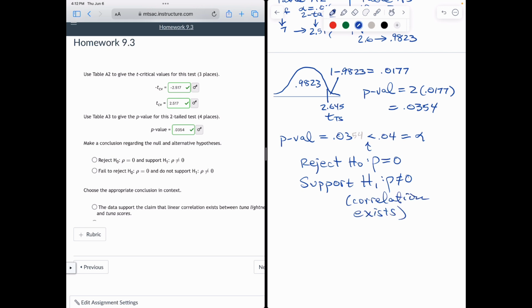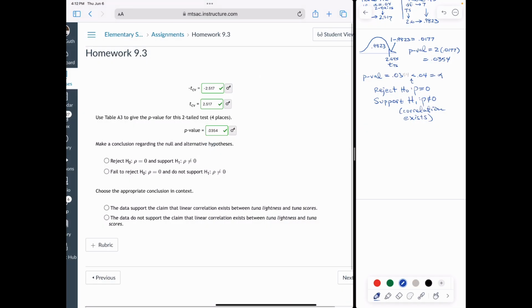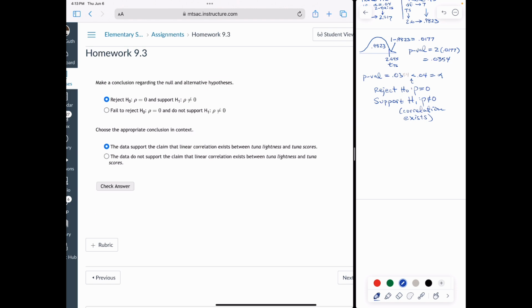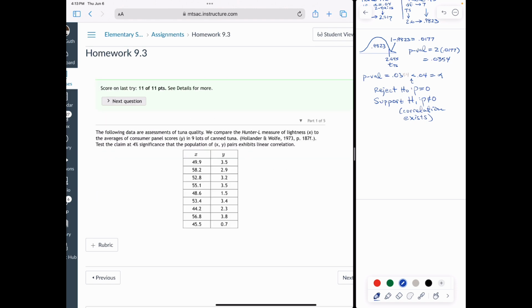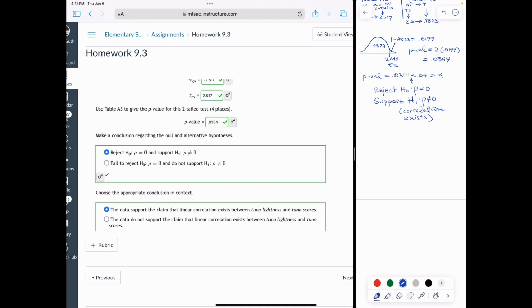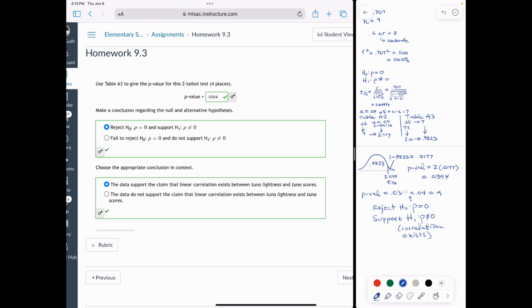Okay, and so over here on the problem, I'm going with correlation. We rejected the null, support the alternative, and the data support the claim that linear correlation exists. So it checks just like that, and I think that's the last question. So we got 11 out of 11, and so we are good to go on that. All right, best of luck to you.